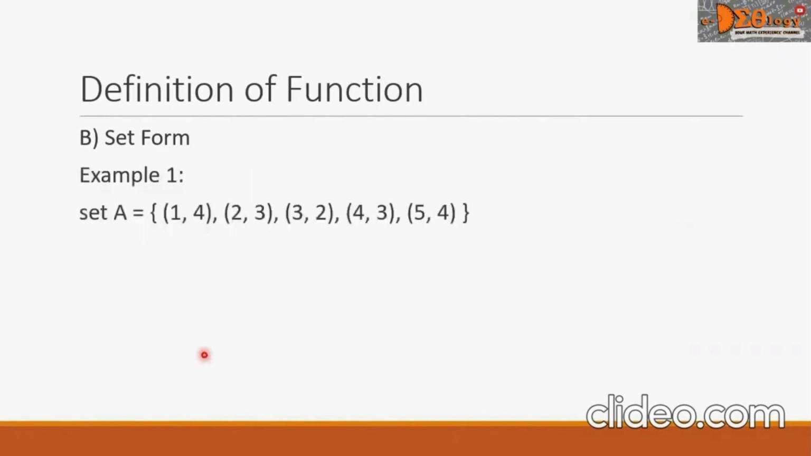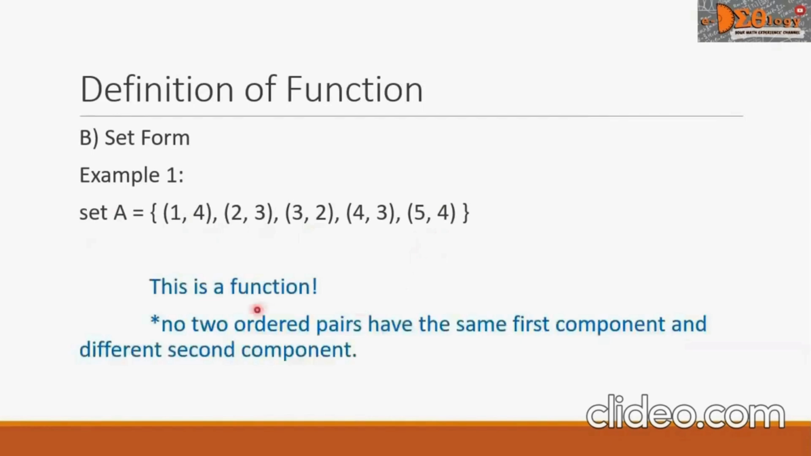Let's have an example. This is set A, whose elements are the ordered pairs (1, 4), (2, 3), (3, 2), (4, 3), and (5, 4). This is a function because no two ordered pairs have the same first component and different second components.